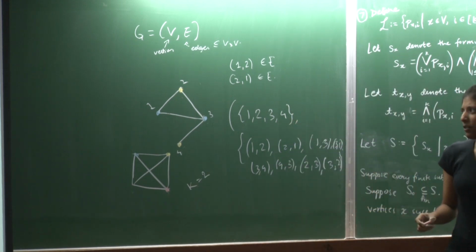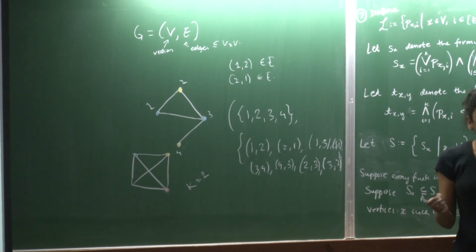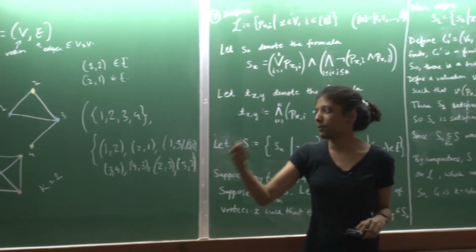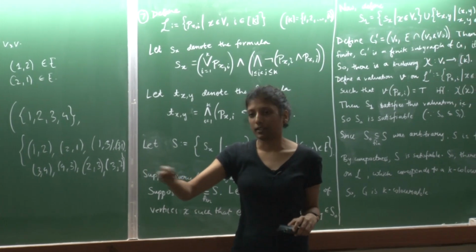In fact, you have something called the chromatic number of a graph, which is the minimum natural number k, such that you can color the graph with k colors.